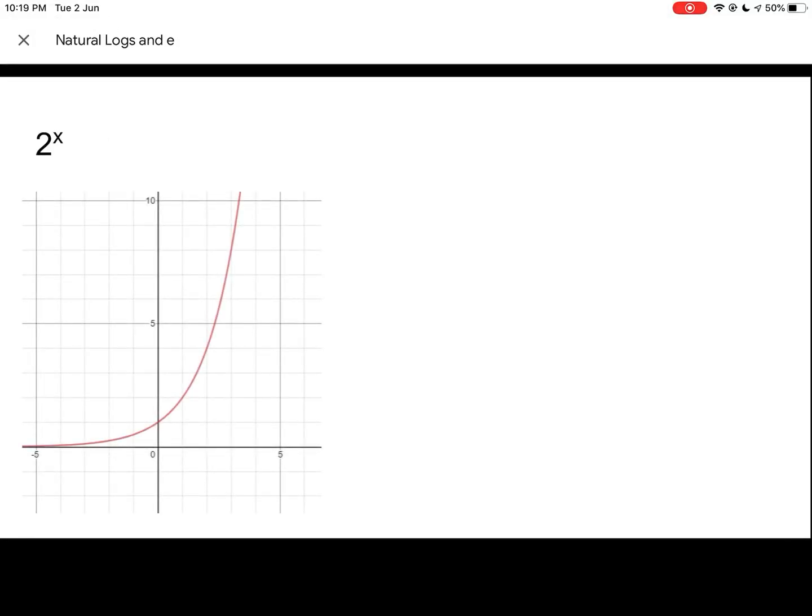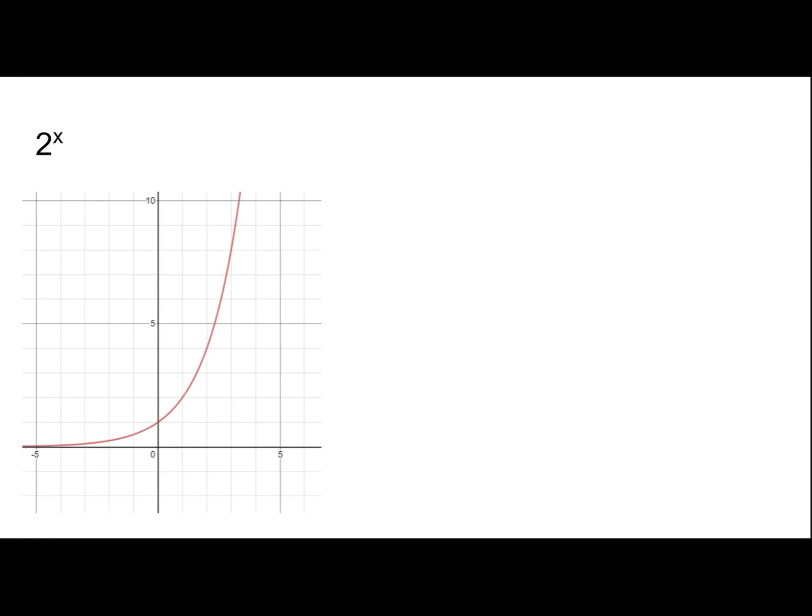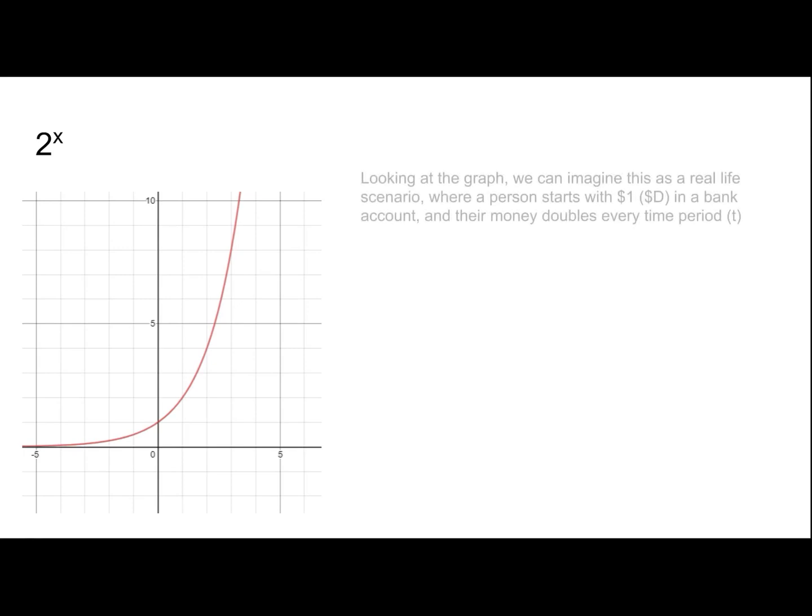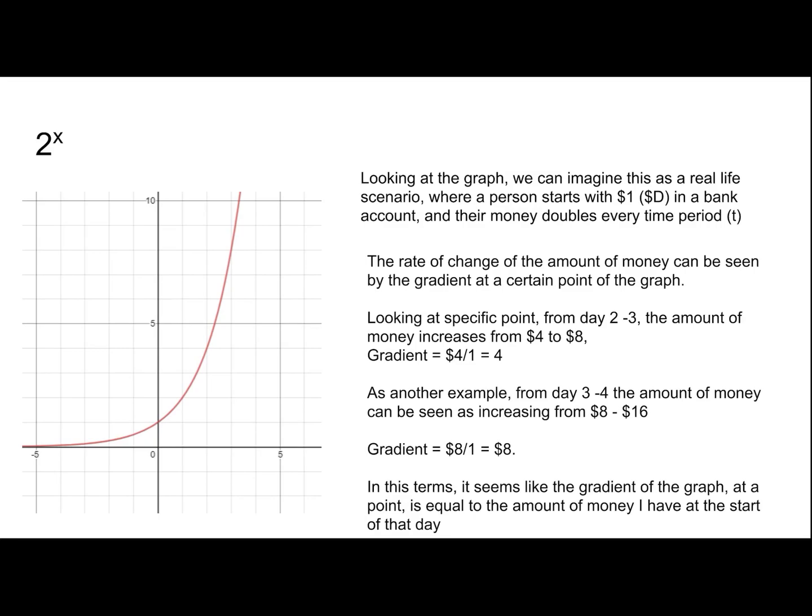So looking at this graph here, we have a graph of y equals 2 to the power of x, and as you can see, we have a very large exponential increase. You can imagine this is a real life scenario with a person that starts off with $1 in a bank account, and their money doubles with every time period t. Alright, so the rate of change, we can actually look at it. A rate of change is defined as the gradient.